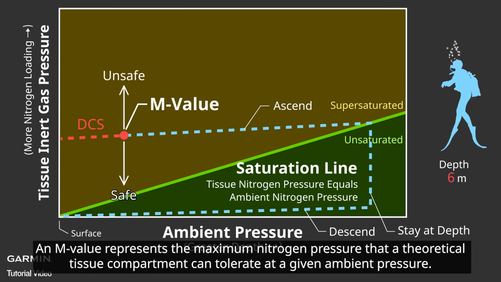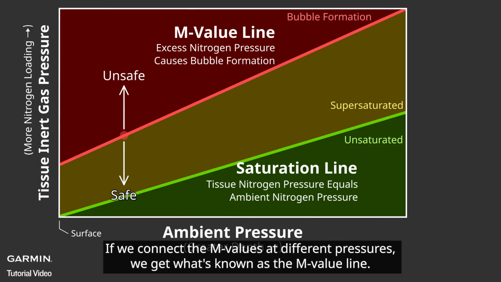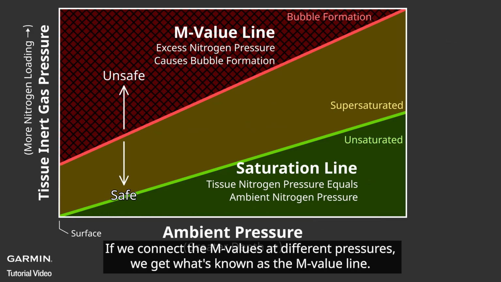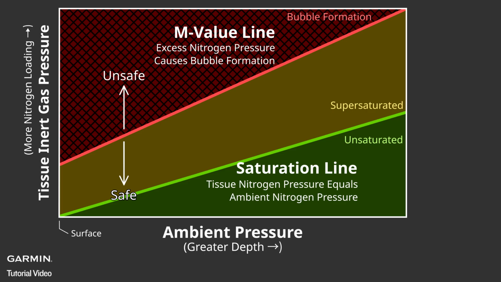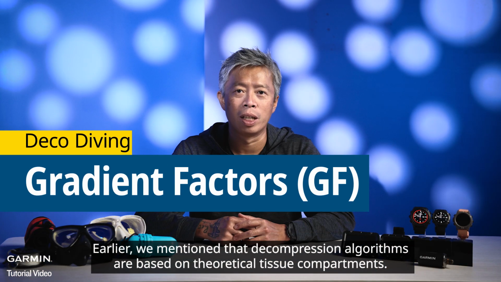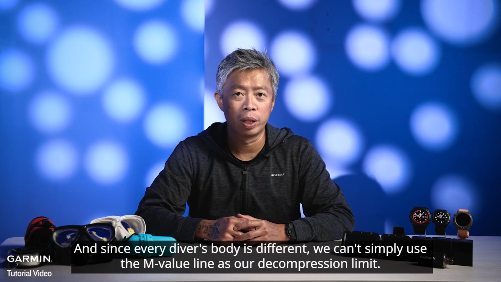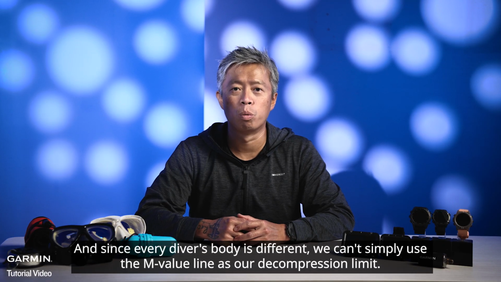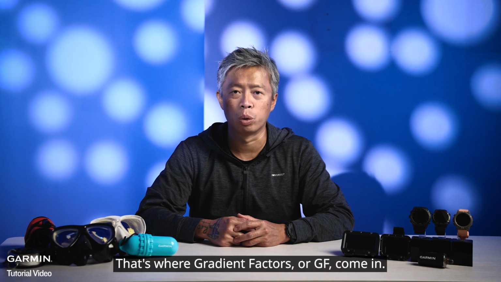An M value represents the maximum nitrogen pressure that a theoretical tissue compartment can tolerate at a given ambient pressure. If we connect the M values at different pressures, we get what's known as the M value line. The goal of decompression is to make sure we always stay below this line and avoid decompression sickness. Earlier, we mentioned that decompression algorithms are based on theoretical tissue compartments. And since every diver's body is different, we can't simply use the M value line as our decompression limit. We need an additional safety margin. That's where gradient factors, or GF, come in.